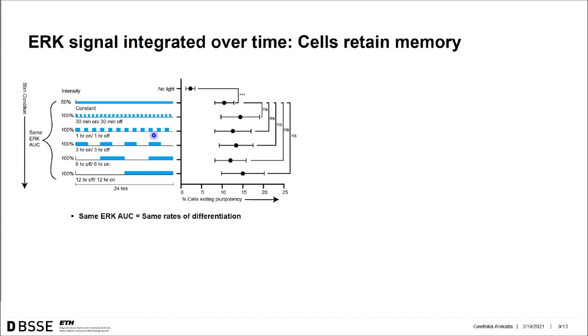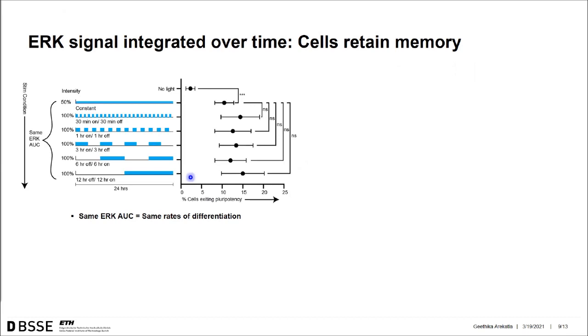Of course, this then prompted us to think that, for all the different kinds of pulses we are giving them, the cells seem to be remembering the previous pulse because they are integrating it over time. Because in the off time, if they forgot about the previous pulse, then by the end of the 24 hours, the rate of differentiation should be the same as the no light condition, which it's not.